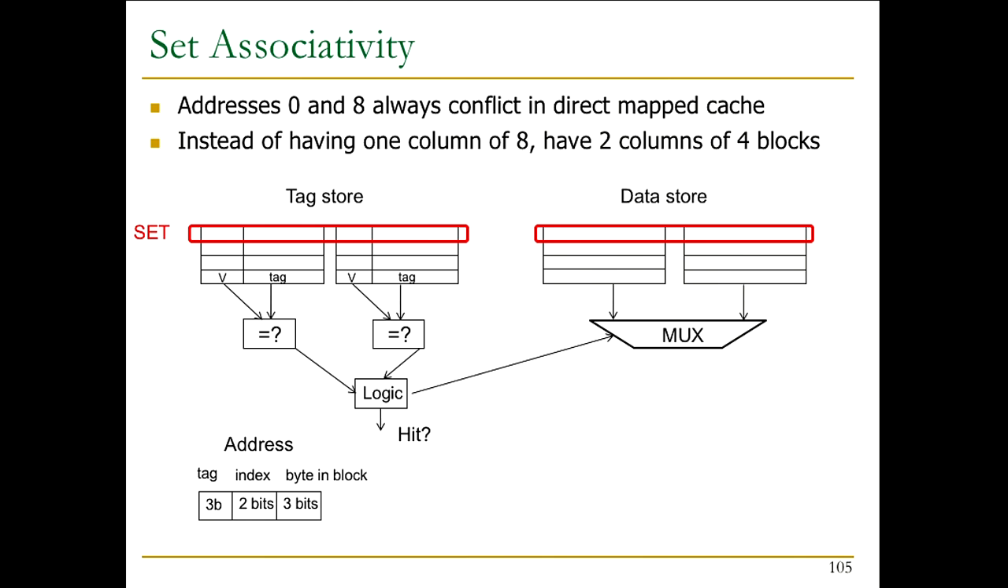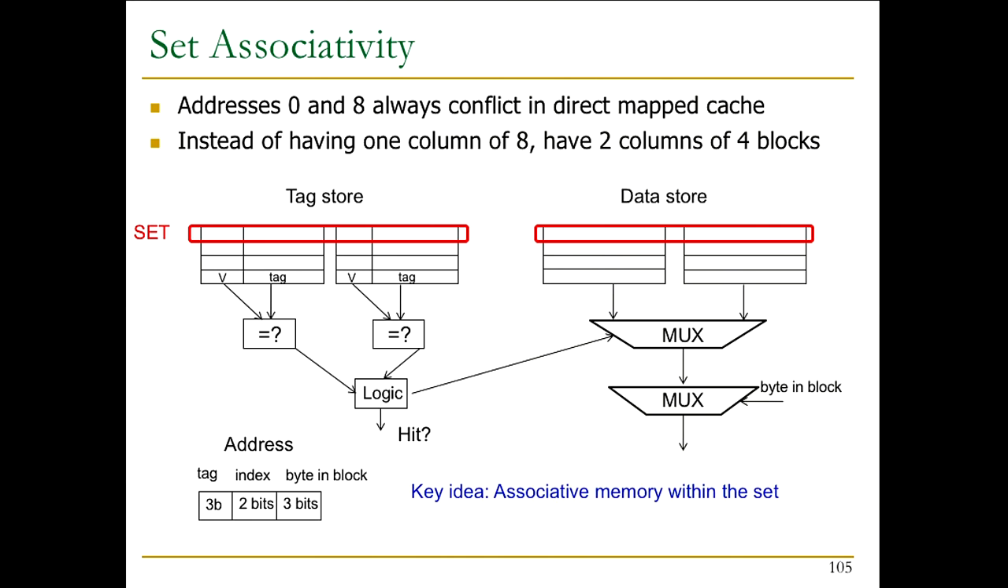And that hit logic decides if there is a match, which way you should get the data block from, right? Is it way 0 or way 1, right? So there's another mux that we've added. So it's more complicated to have a set associative cache. The key idea is within the set, you have multiple locations, multiple blocks that you can store. It's associative memory within the set.